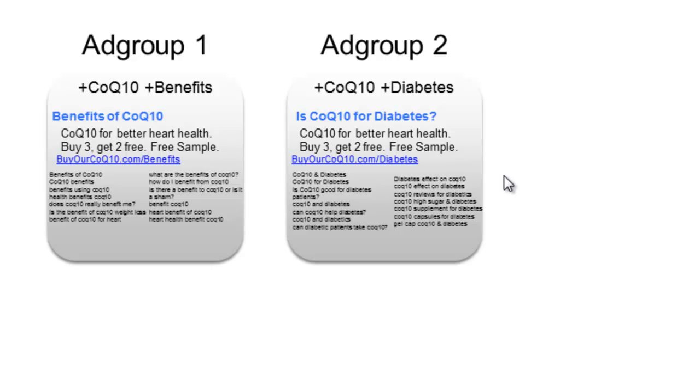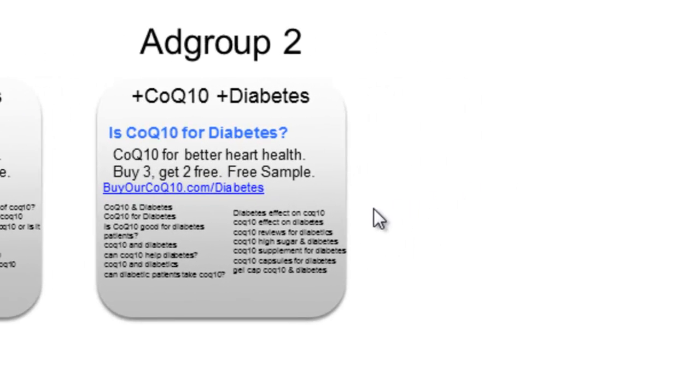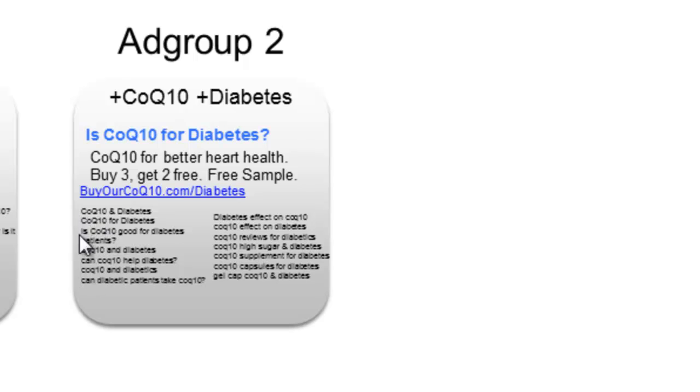All of those are going to increase quality score, increase click-through, increase conversion rate because you're delivering exactly what people are searching for. And then the beauty is Google will go and find all sorts of different variations for CoQ10 and diabetes. Diabetes effect on CoQ10, CoQ10 effect on diabetes. Trust me, these are all long tail terms that have high conversion rates. You're going to get better click-through, better conversion rate, and better ROI by taking the time to do this.